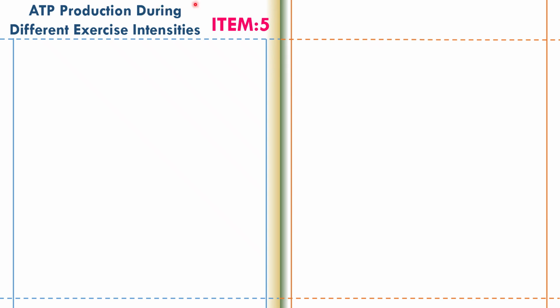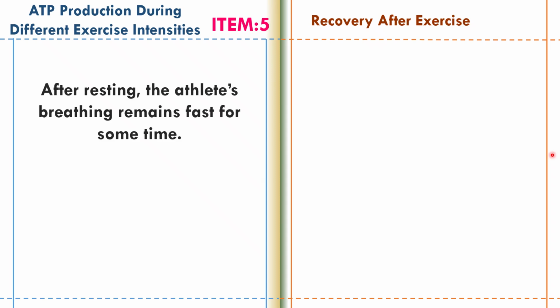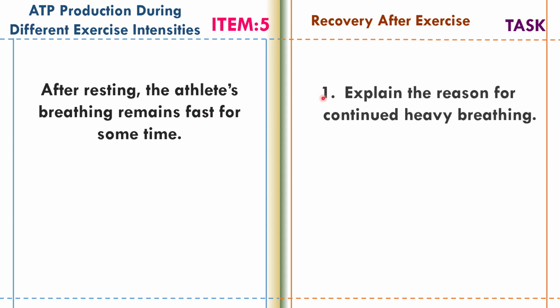ATP production during different exercise intensity. Item 5. Recovery after exercise. After resting, the athlete's breathing remains fast for some time. Task: explain the reason for continued heavy breathing. Relate this to ATP production.